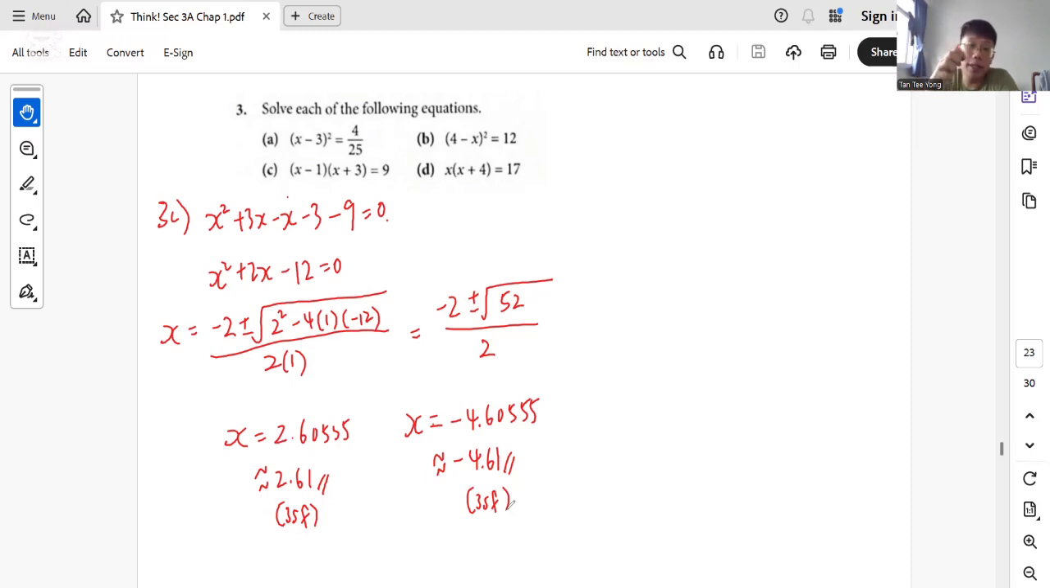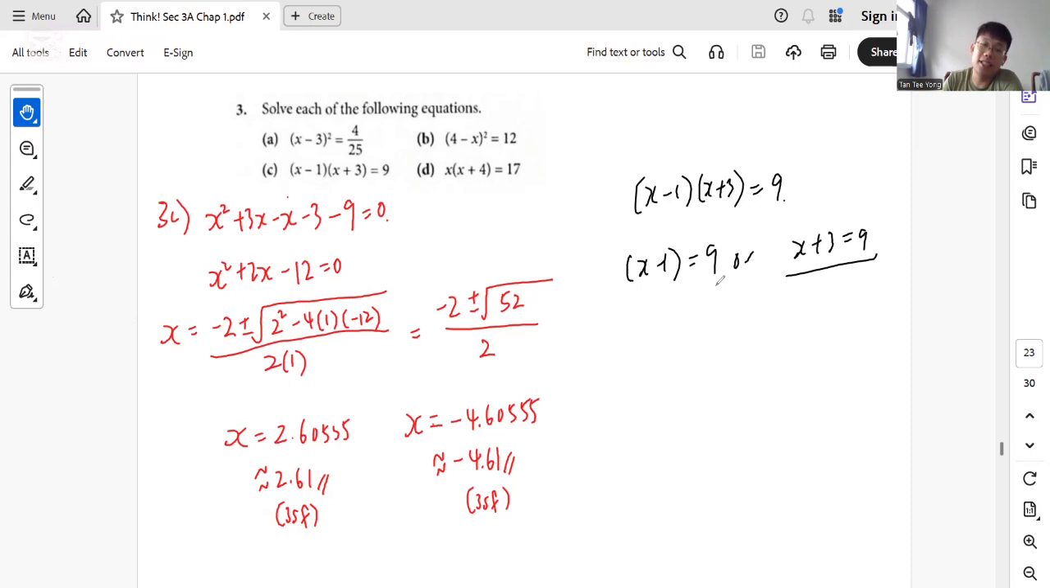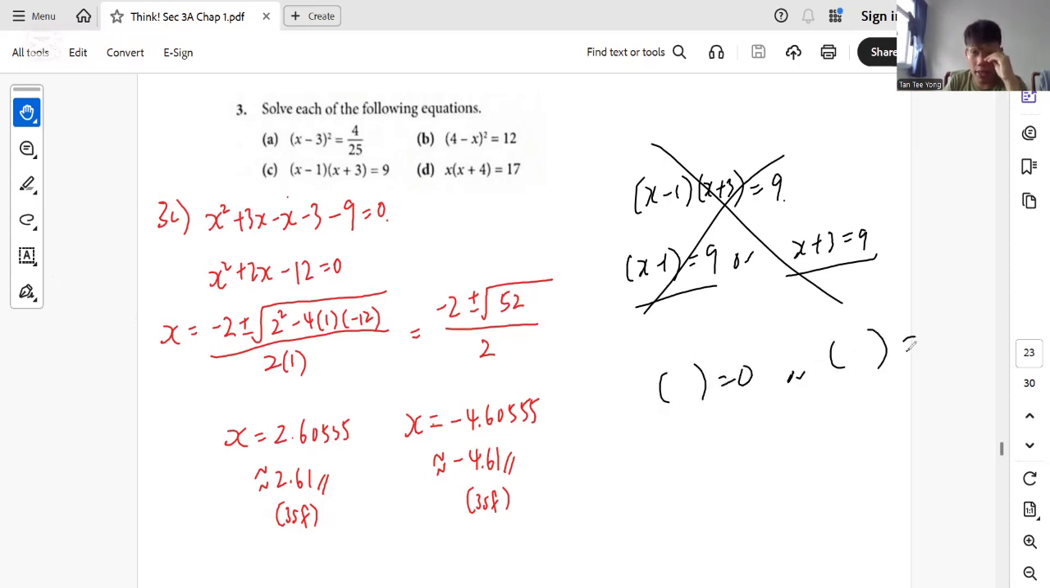One thing to take note: I have some students who were asking, can they do this? Like (x minus 1)(x plus 3) equals 9. Then they say x minus 1 equals 9 or x plus 3 equals 9. This doesn't apply here. You've got to equal it to 0 first before you can say one bracket equals 0 or the other bracket equals 0. It does not work when you have it equal to 9 or any other number.